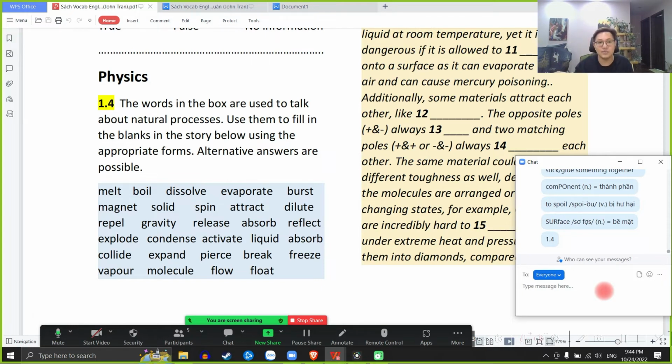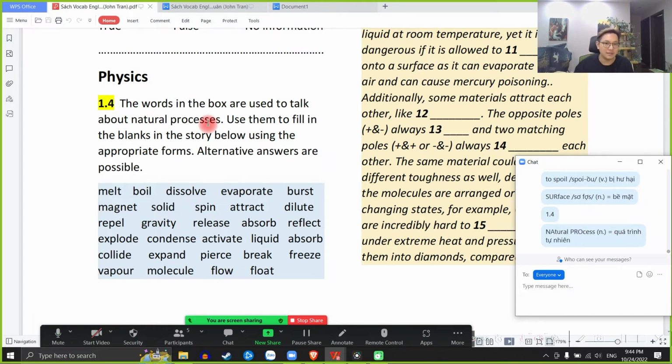The words in the box are used to talk about natural processes. Natural process, a natural process. The words in this box are all used to talk about natural processes. Use them to fill in the blanks in the story below, using the appropriate form. Alternative answers are possible, so there can be many answers.